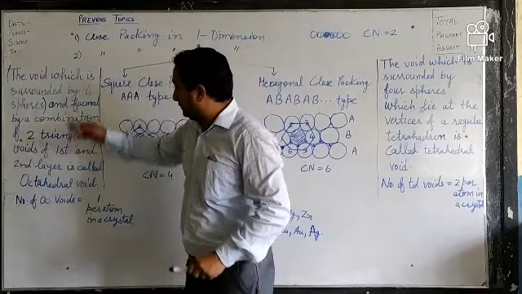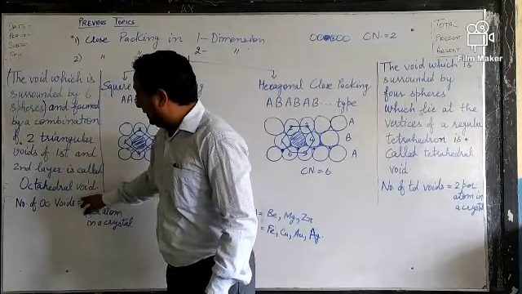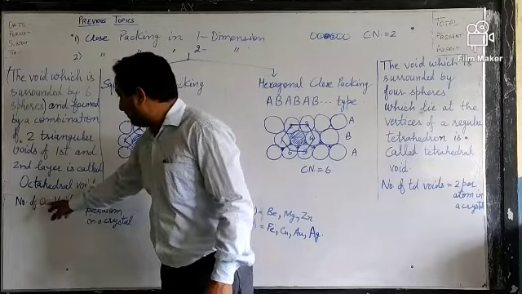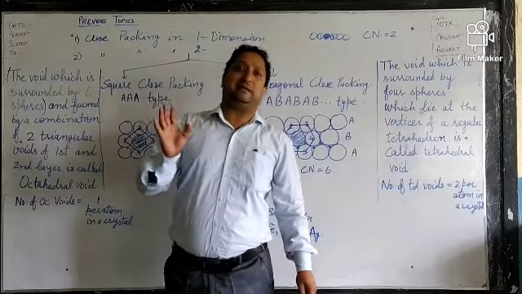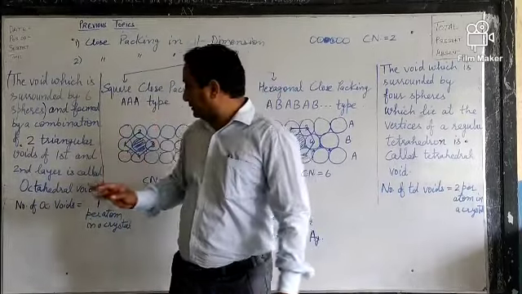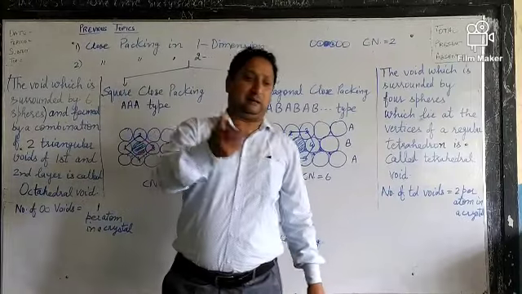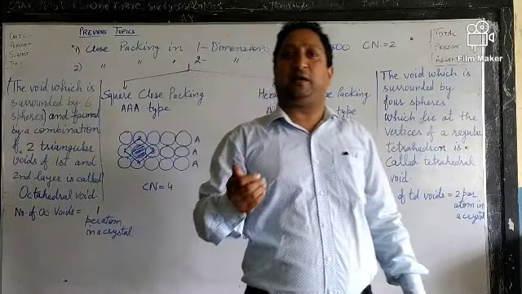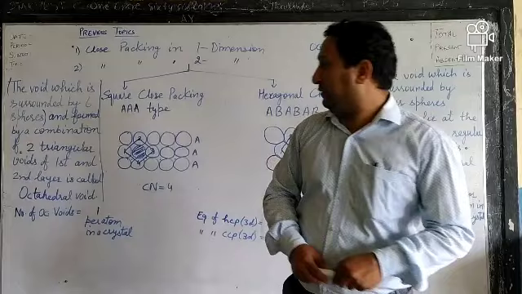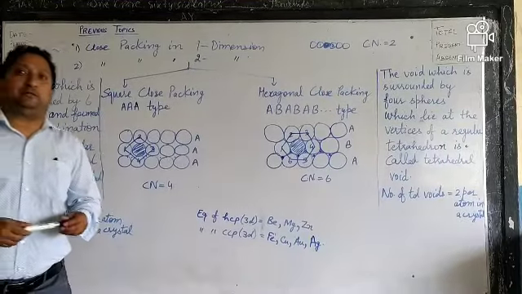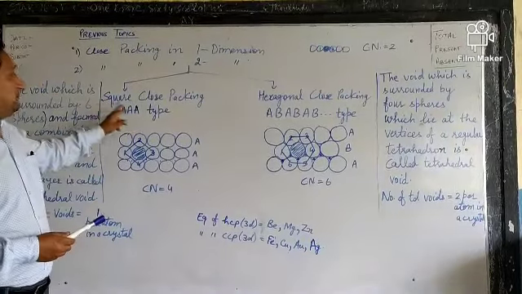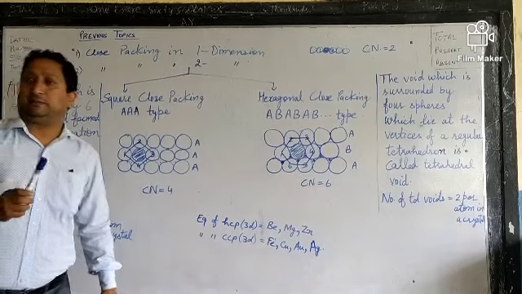The number of octahedral voids is equal to the number of atoms present in the crystal lattice. So for one atom present, the number of octahedral voids is also 1. Now study about close packing in 3 dimensions.